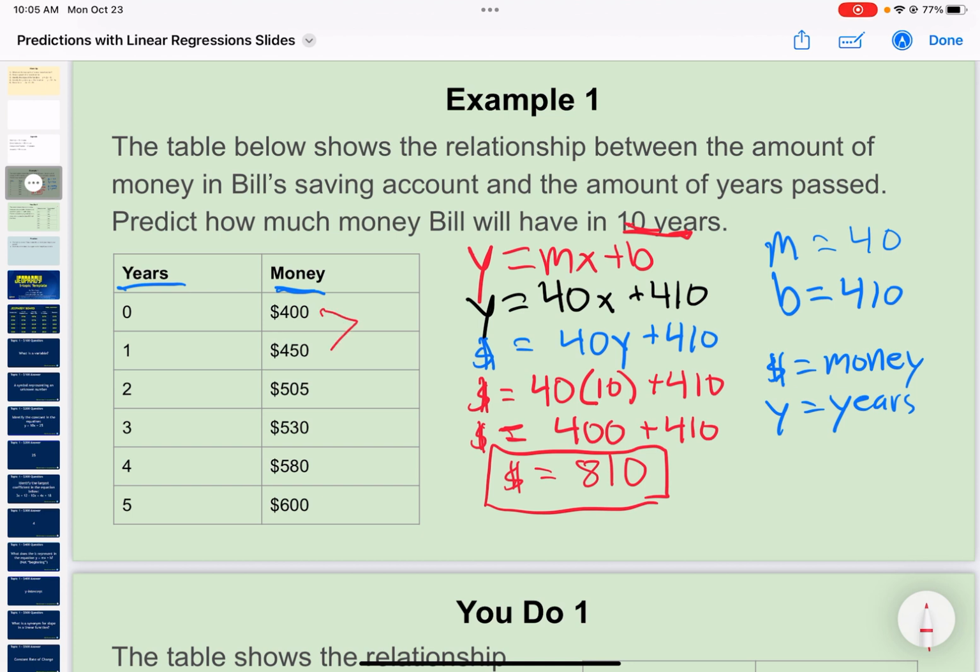Now, this is not perfect linear data, right? This changes by 50, this changes by 55, this changes by 25. But on average, how much does the linear regression predict he makes each year? We predict he's going to make about $40 a year, or add $40 to the account each year. And so after 10 years, we predict he will have $810.